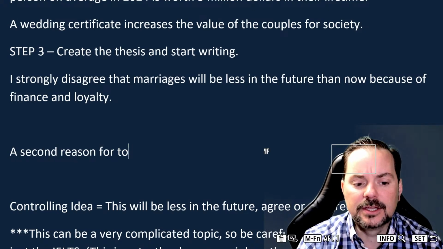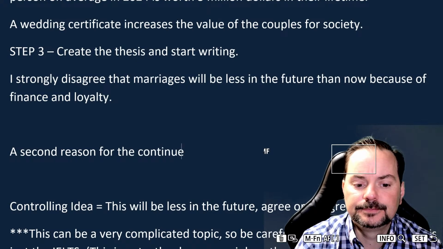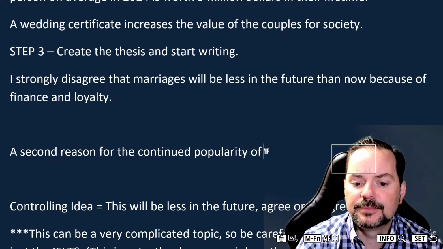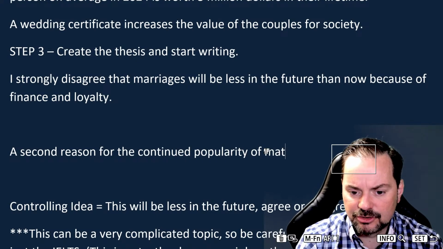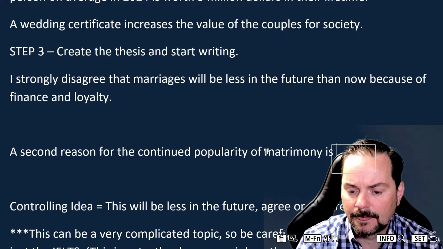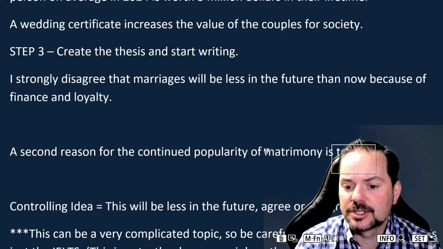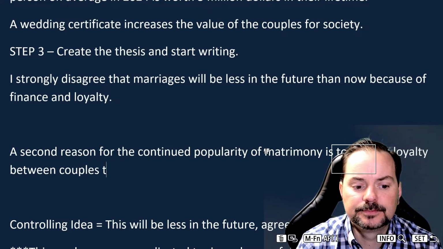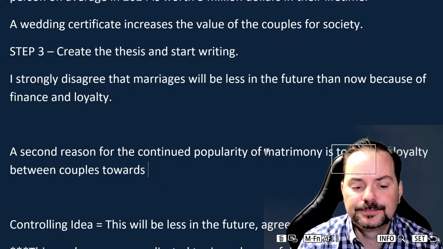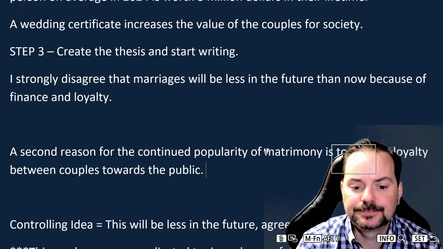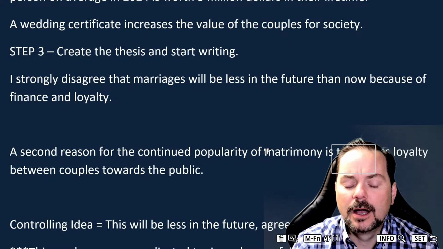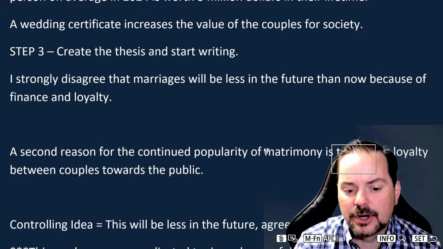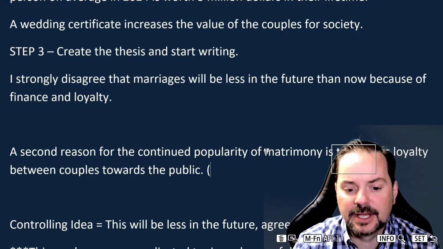So if somebody writes this for their thesis and their second paragraph is a second reason for the continued popularity of matrimony, is to express loyalty between couples towards the public. Okay. And then they start writing, okay, further explaining this.